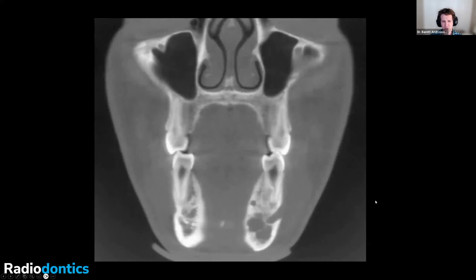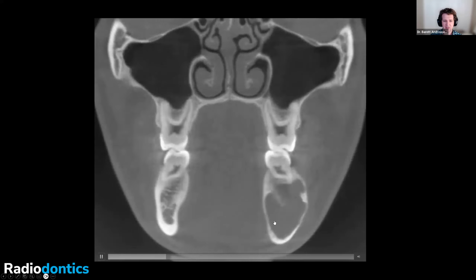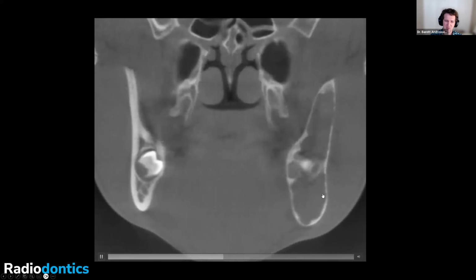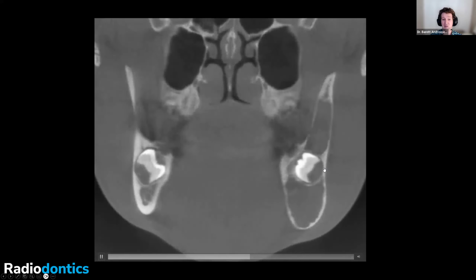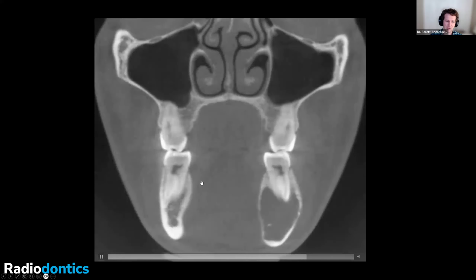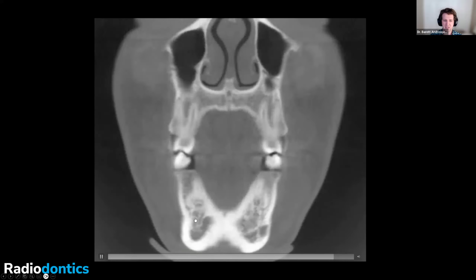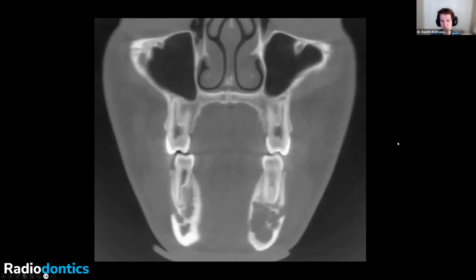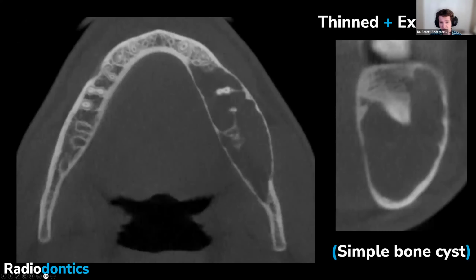If we move to the coronal view, we have more of the same, where we have thinning of the lingual cortex. We can also appreciate a little bit more of that expansion as well. Very subtle, very mild expansion for how large this lesion is, but it's still there. But again, as I go through scans, I'm checking the cortices and making sure that they're nice and regular and intact, no thinning, no expansion. And that's really the first clue that we're dealing with pathology. So in this case, this is what we call a simple bone cyst. It's a little bit more common in younger patients, but thankfully very, very benign for this patient.